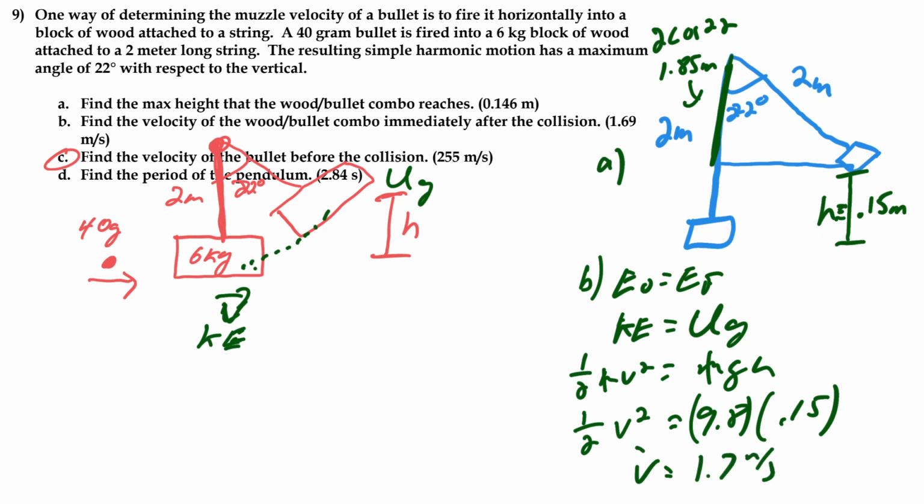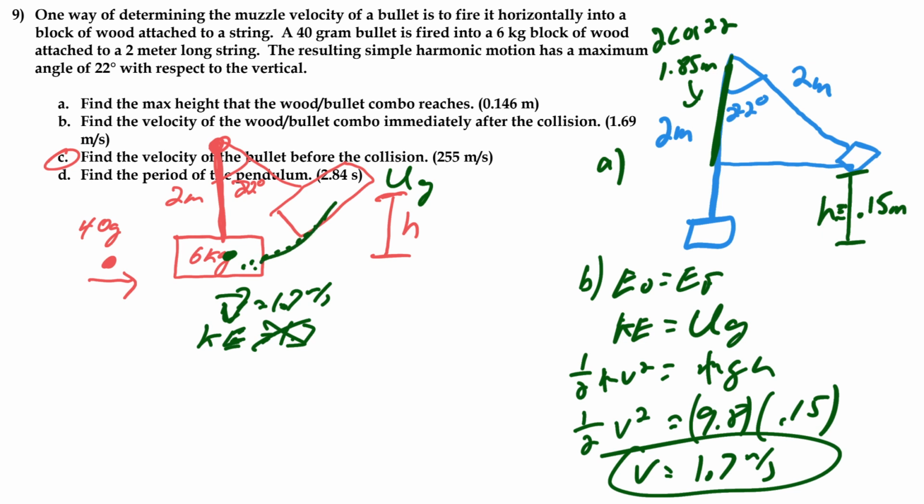meters per second. So that's how fast it's moving after the bullet has already hit. The combination is then going to be moving 1.7 meters per second. And then that's going to cause it to rise up to that 0.15 meters. Okay. All right, that moves us to C, and this is actually the momentum part of the problem.